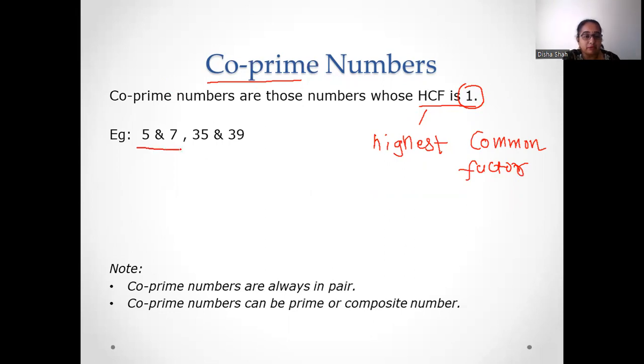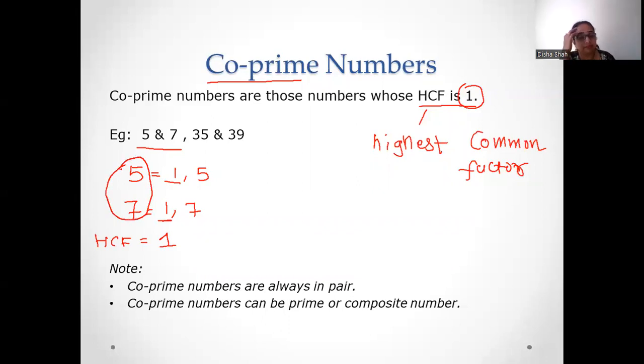फॉर एन एग्जाम्पल 5 and 7. What are the factors of 5? The factors of 5 are 1 and 5 and factors of 7 are 1 and 7. इसमें common क्या है? Except 1, is there any other number common? No. And hence, can I say the HCF of 5 and 7 is equal to 1? And hence, these are called co-prime numbers. Why? Because their HCF is 1.